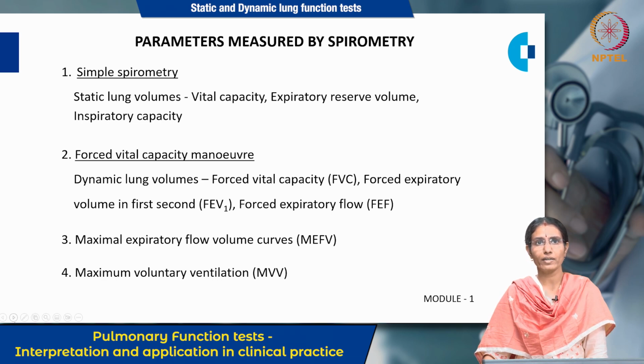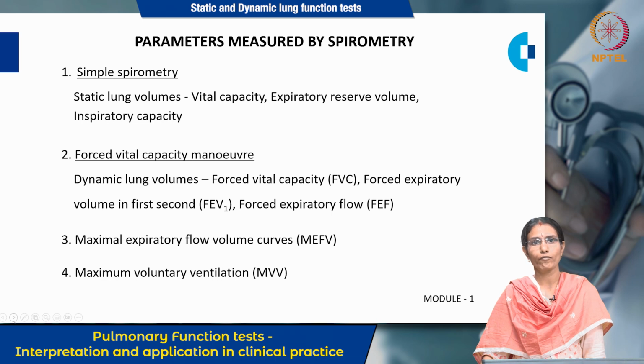And this is all again from module 1, which shows the parameters measured by spirometry technique. So simple spirometry measures static lung volumes like tidal volume, vital capacity, expiratory reserve volume, inspiratory capacity. And using forced vital capacity maneuver, dynamic lung volumes can be obtained. Dynamic lung volumes like forced vital capacity, forced expiratory volume in 1 second, forced expiratory flow, maximal expiratory flow volume curves, and maximum voluntary ventilation. So all these are the parameters which can be measured using spirometry technique.